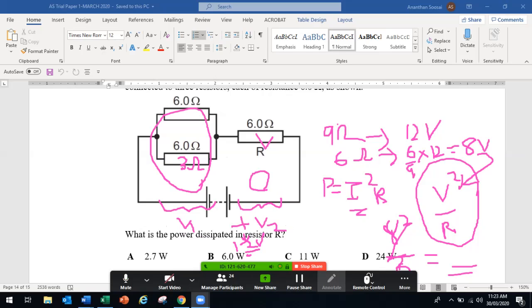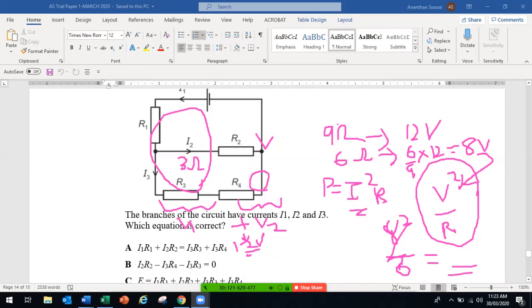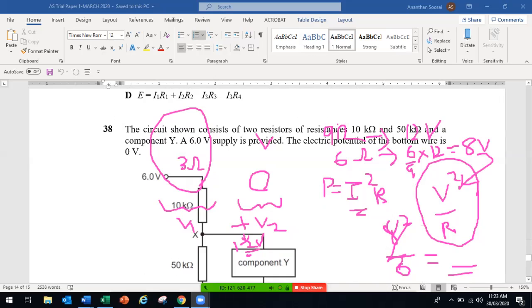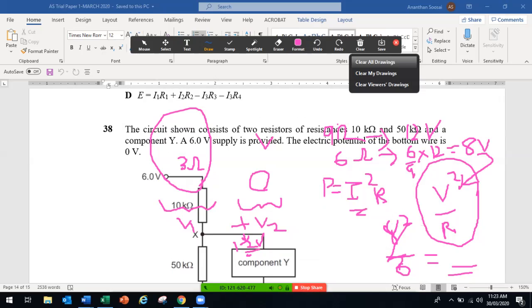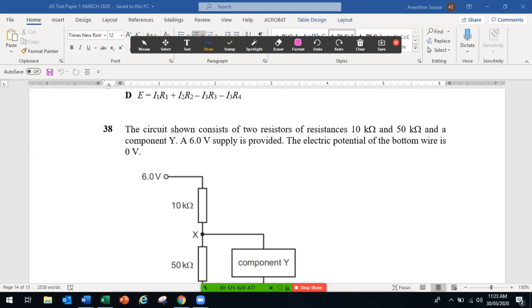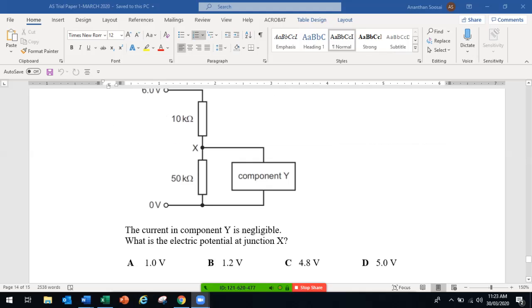Question 38. Nobody likes electricity. Okay, 38, potential divider. The electric potential at the bottom wire is 0 volt. The current in the component Y is negligible. What is the electric potential at junction X?